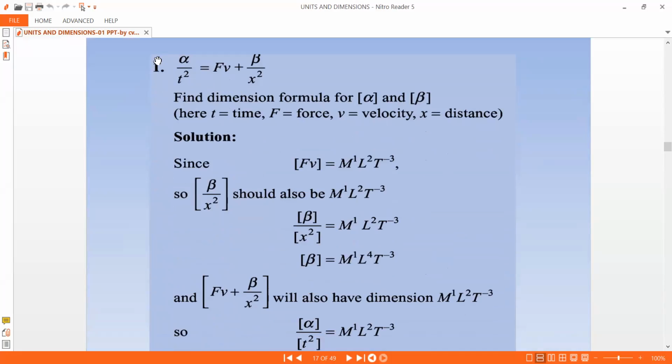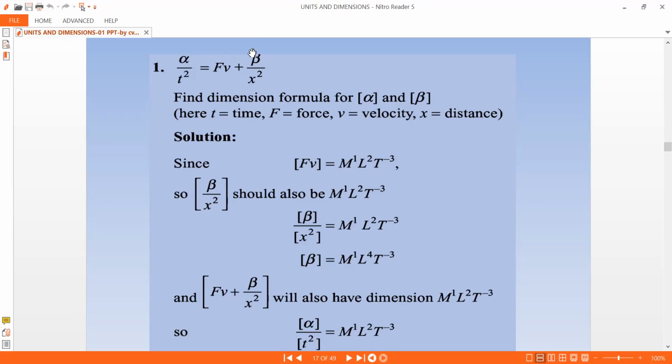Here it is given that alpha by t square is equal to f into v plus beta by x square. Find the dimensional formula of alpha and beta, where t is the time, f is the force, v is the velocity, and x is the distance. So this is what is given. And now you can see the solution here.